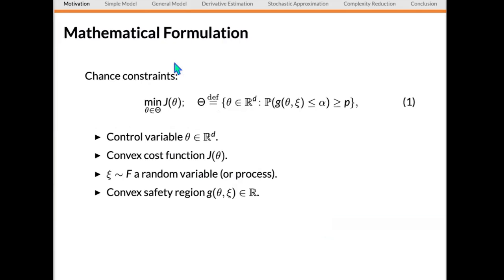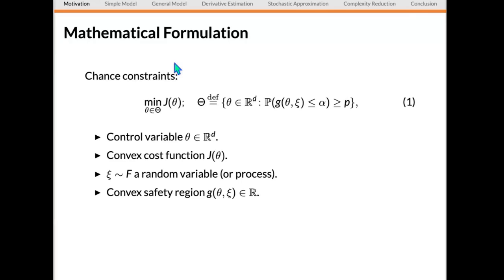So I finished with the story. Now comes the math. We have J of theta as our cost function like before. But look, the constraint function has become a probability constraint, a chance constraint. The probability that G is less than or equal to alpha has to be bigger than or equal to P. We call G less than alpha the safety region. So the probability that it is within the safety region has to be bigger than or equal to some probability P.